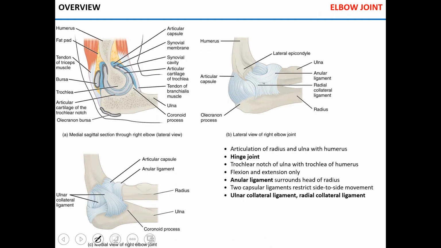Elbow joint is the hinge joint, and it is formed by two articulations: articulation of the ulna with the humerus, and articulation of the radius with the humerus. So in this image, actually, there are some mistakes. We'll get there.